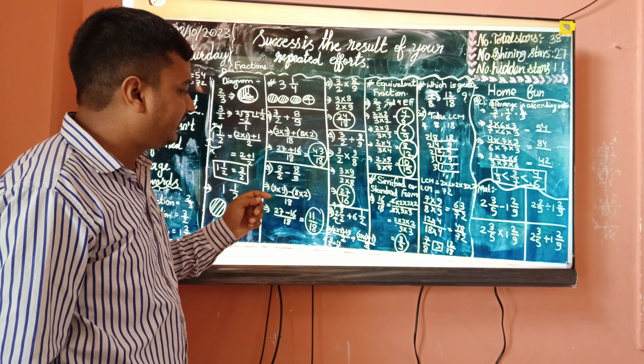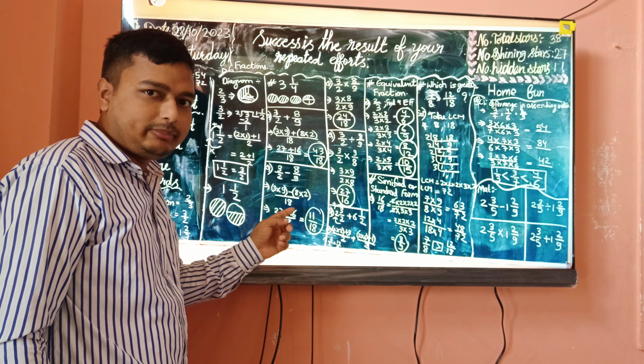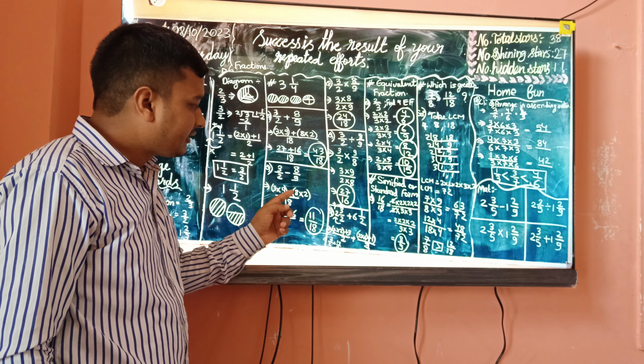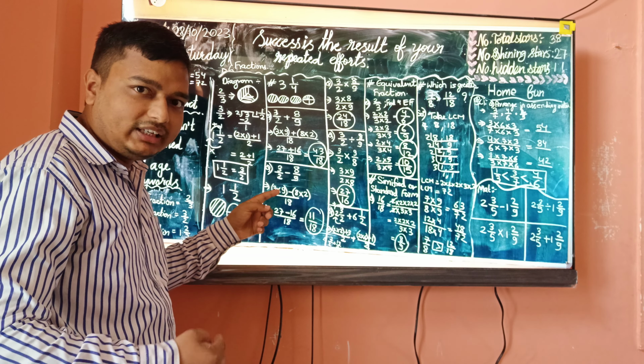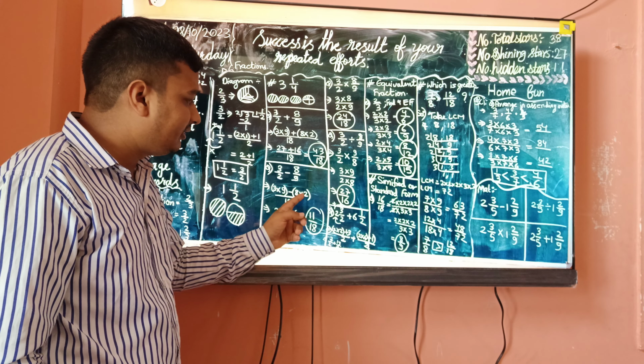3 by 2 minus 8 by 9. So 2 and 9, again the process remains the same. 18 I got. 3 into 9 minus 8 into 2. Up to here we were doing addition, similarly here we are doing subtraction. 9 threes are 27, 8 twos are 16.